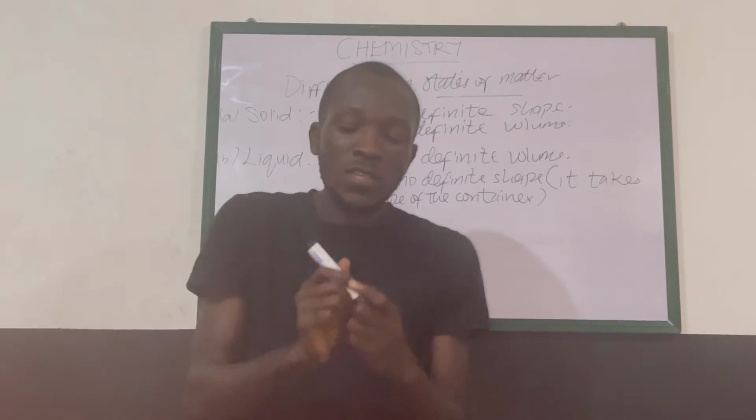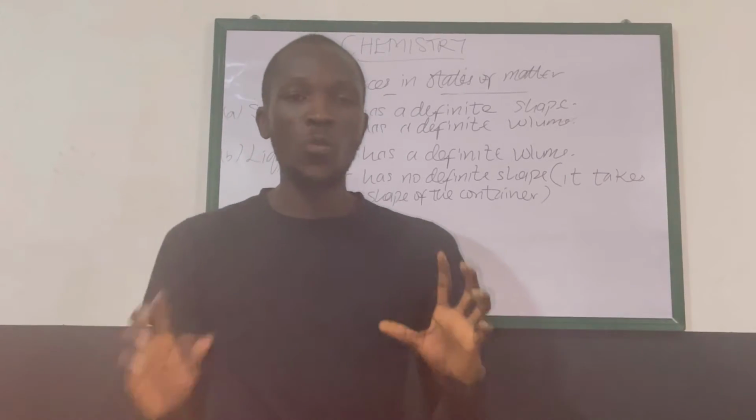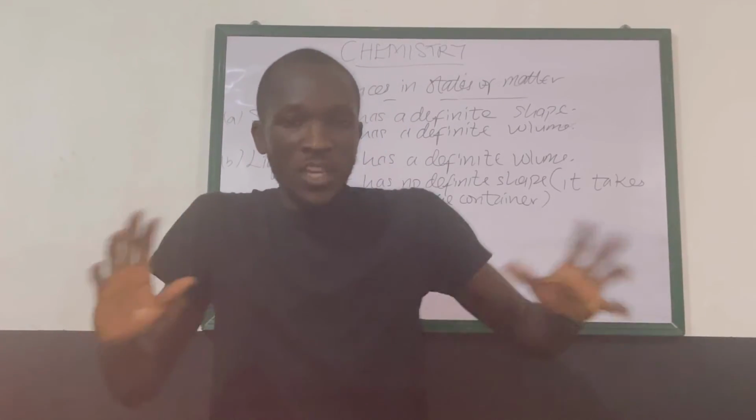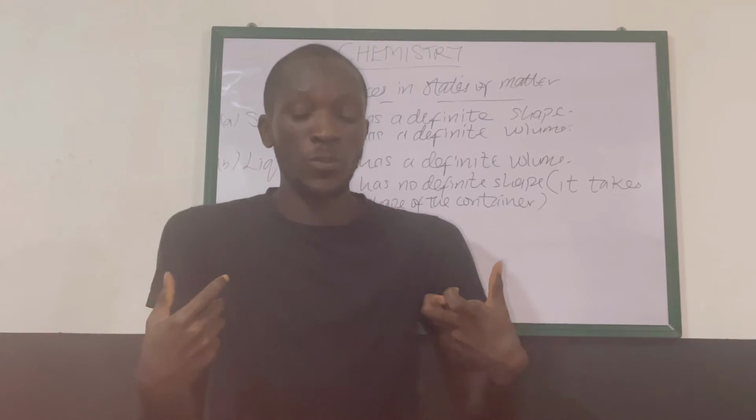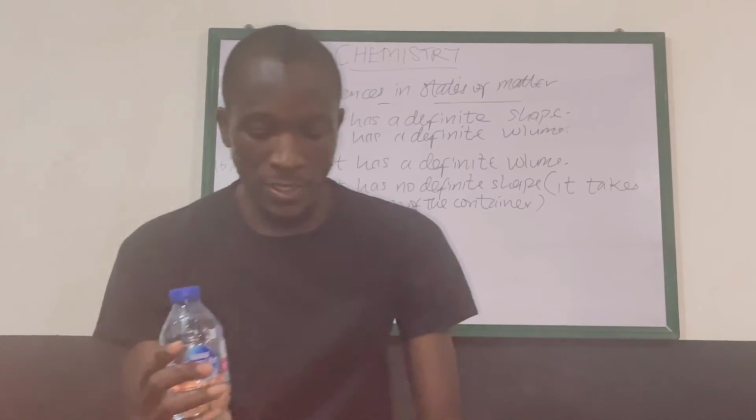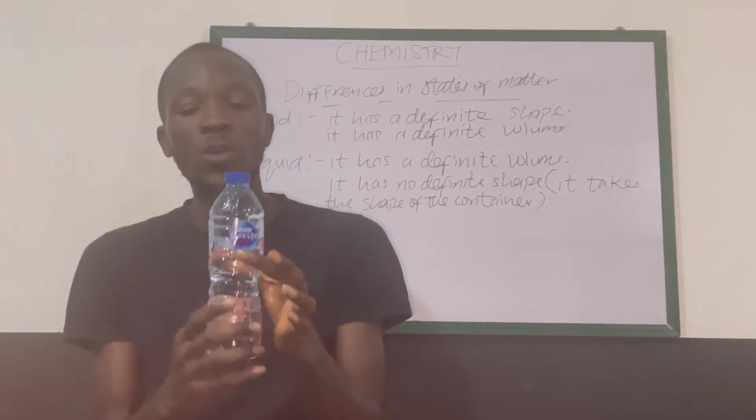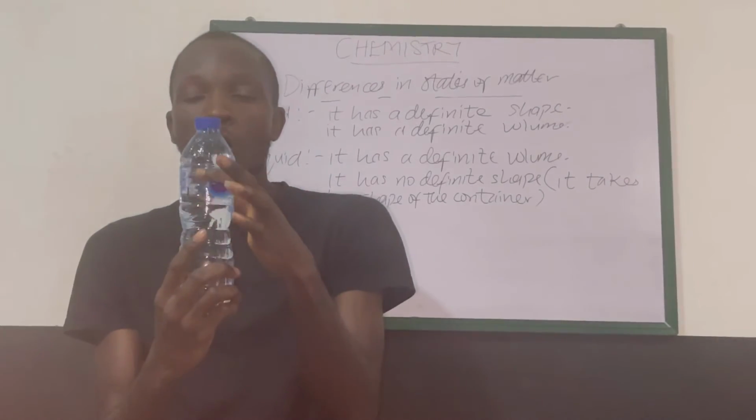What this is just trying to tell us is that when you have a liquid, like water, it doesn't have a shape of its own. It takes the shape of the container which it is poured into. A typical example is, look at this now. You can see there's water in this bottle. What the water does is that it takes the shape of this bottle.